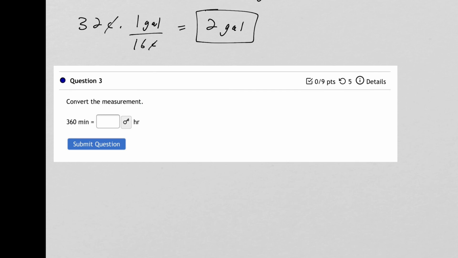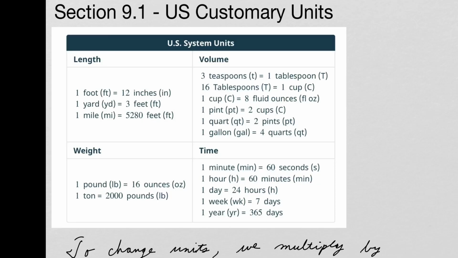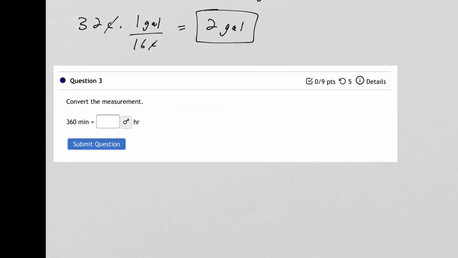Okay, what about this one? We want to convert from minutes to hours. We're given 360 minutes, and we want to figure out how many hours that is. Well, what do we know? If we go back to our table, and again, you know this, we know that 1 hour is 60 minutes. So that's in the table right here. 1 hour is 60 minutes. So if I go back to the problem here, I know that 1 hour is equal to 60 minutes.